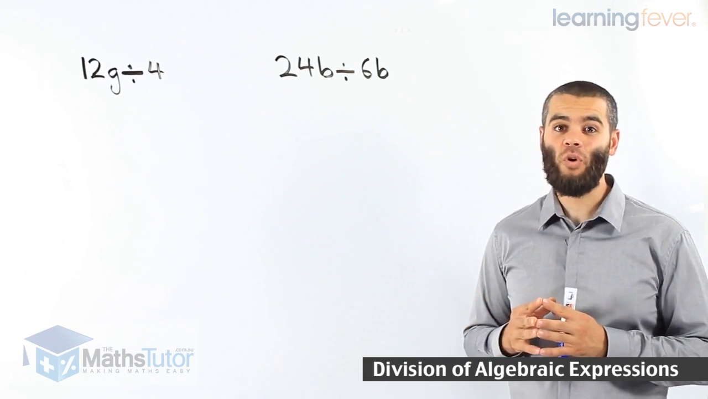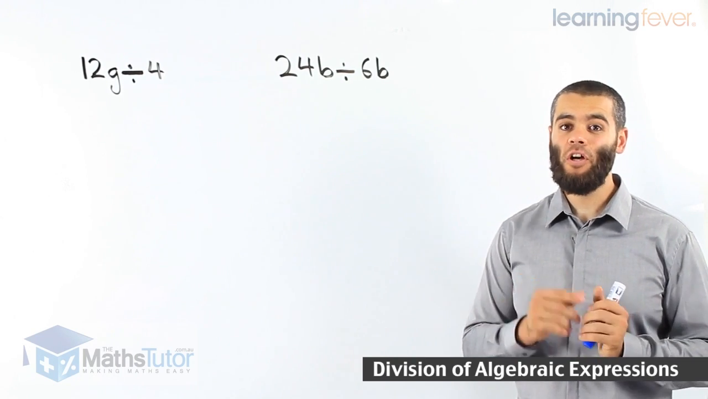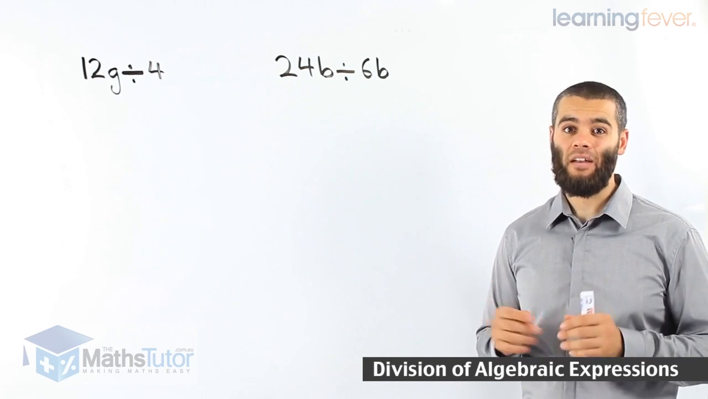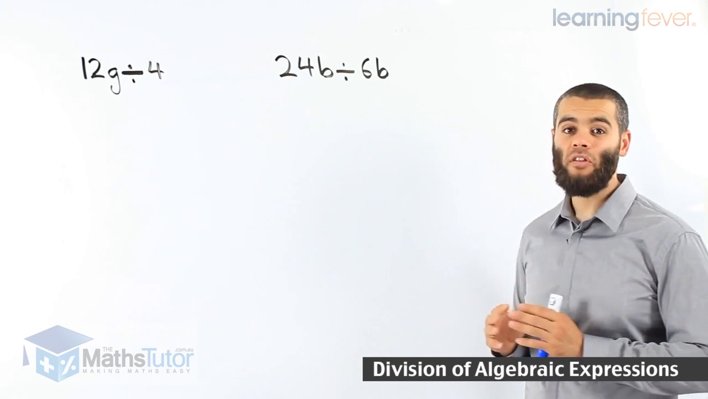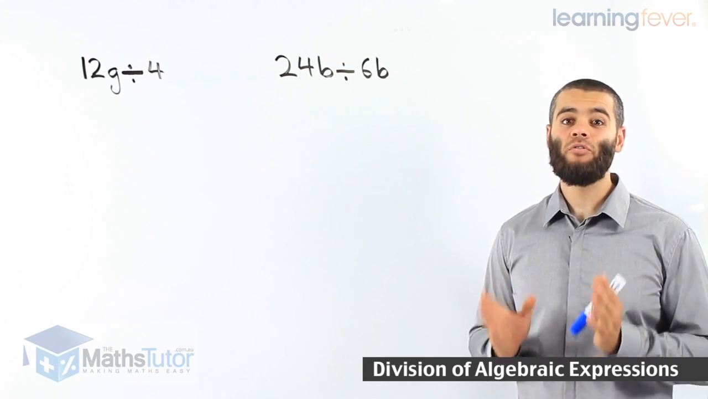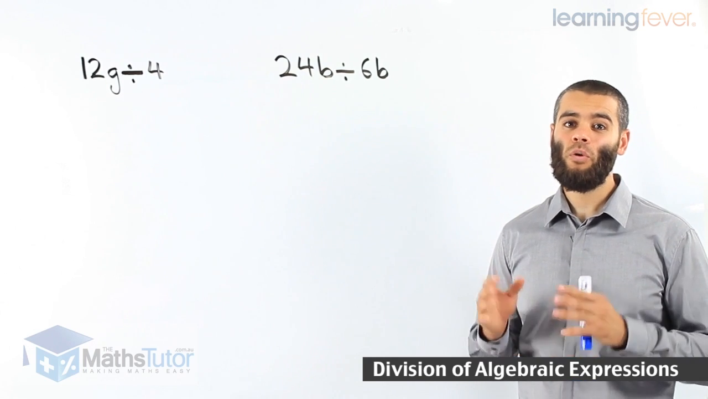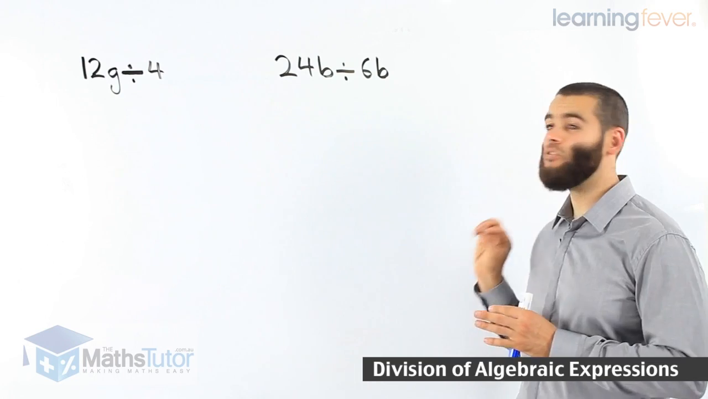Okay guys, what do you notice in these questions? 12g divided by 4 and 24b divided by 6b. We notice there's a division sign, but we don't like that. Always in mathematics, when you are working with algebraic expressions and there's division, change it to a fraction. It is much easier when we're going to be cancelling out and using pronumerals. It's very critical that you understand that.